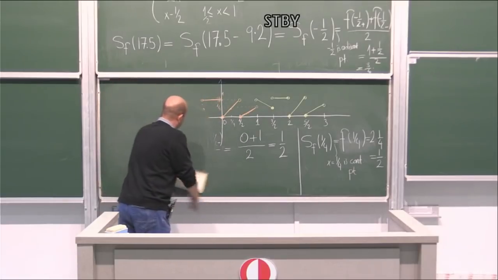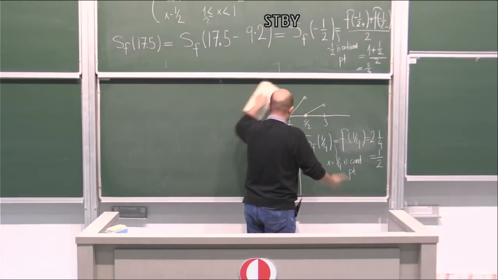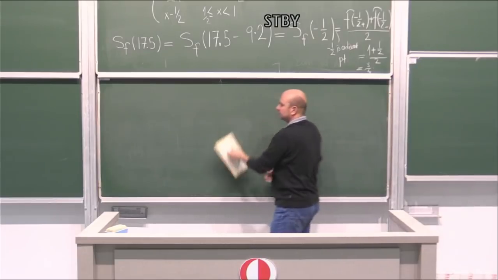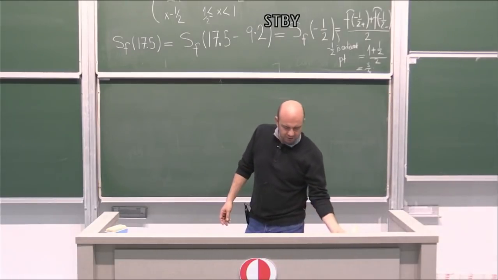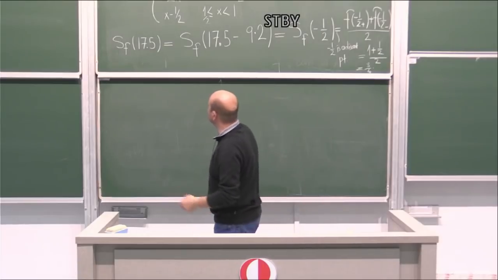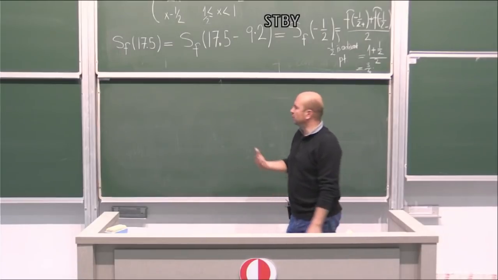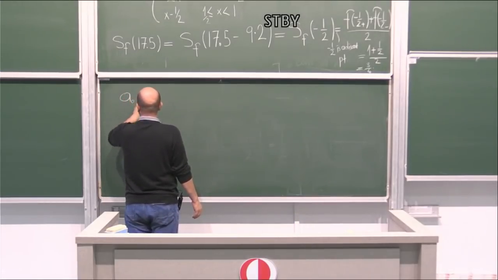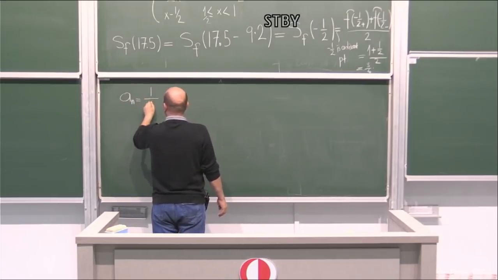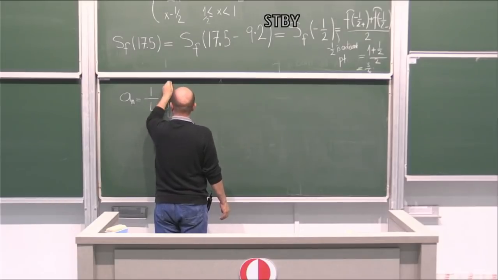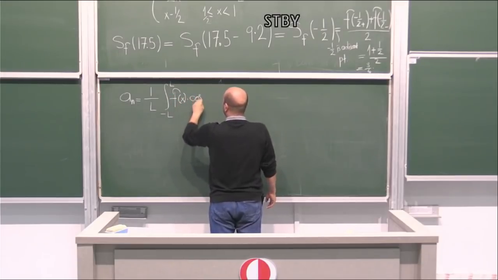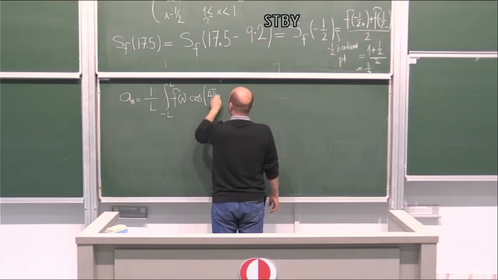And how do we compute the coefficients? Actually, we know how to compute the coefficients, so let's remember them. Maybe let's write it. The coefficients are computed via these Fourier formulas, or Euler-Fourier formulas. So what were they? We had a_n was 1 over L, integral from minus L to L, f of x times cosine n pi over L x dx.